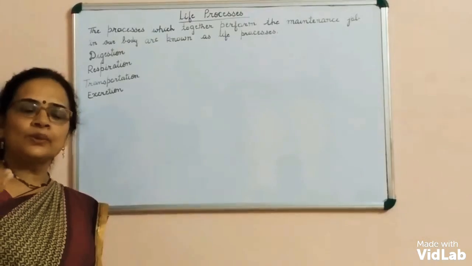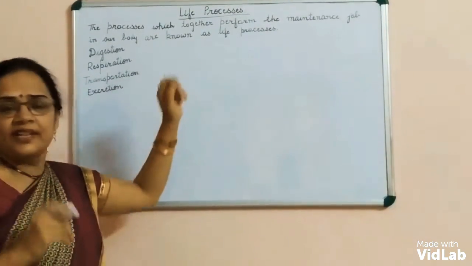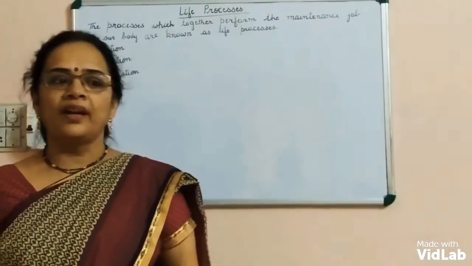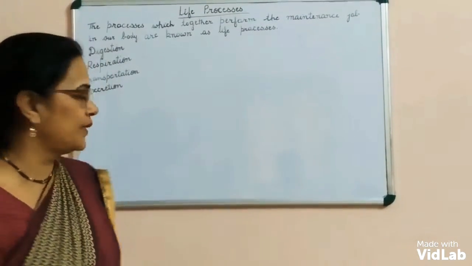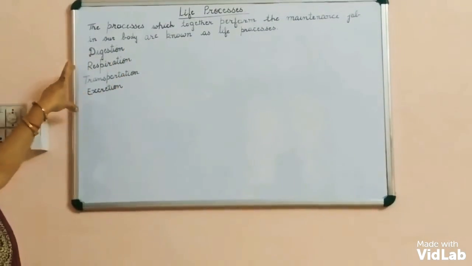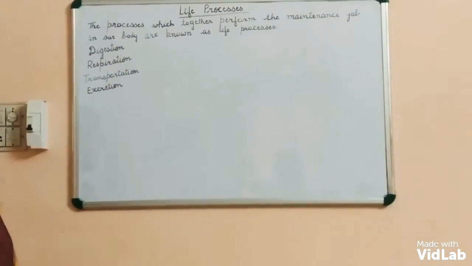Reproduction also is a necessary life process, but it is not essential, because it is required for the continuity of the species. So in this chapter we will study the digestive system, respiratory system, circulatory system and excretory system.